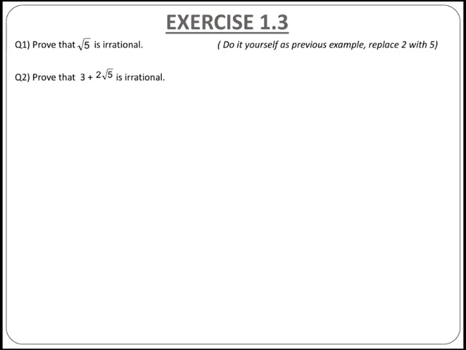Now we'll solve exercise 1.3. Question number 1 is prove that root 5 is an irrational number. We have already discussed that root 2 is an irrational number. So do it yourself as in the previous example and replace 2 with 5. You will get your solution. Question number 2. Prove that 3 plus 2 under root 5 is irrational.